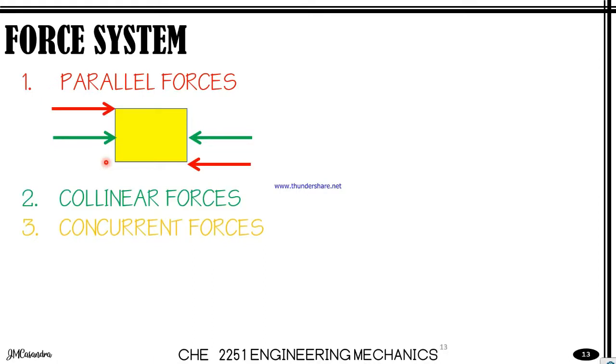Another force system is your concurrent forces. So we have here an object or a body. We have two forces acting on it. These two forces are considered concurrent as they pass through a single point, or common point, which is this black point here.